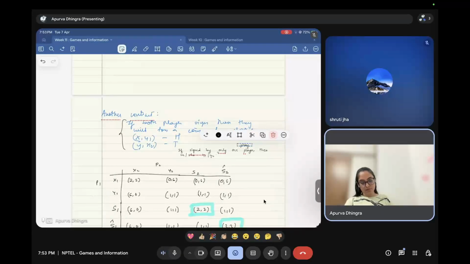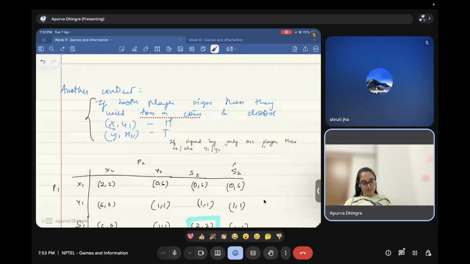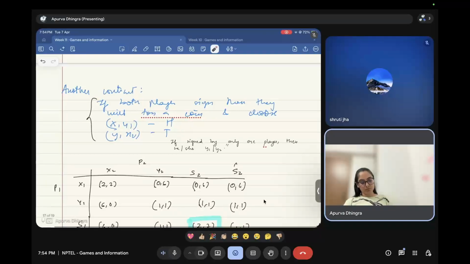So this is a second contract. If both the players sign, what they'll do is they'll toss a coin. If they get a head, they do this. If they get a tail, they do this. So what happened here? They assign probabilities to some action profiles.